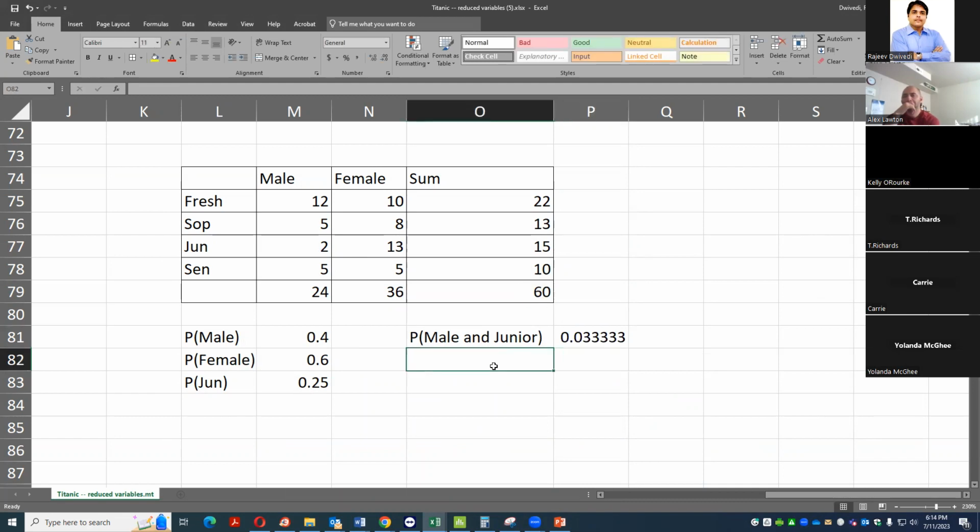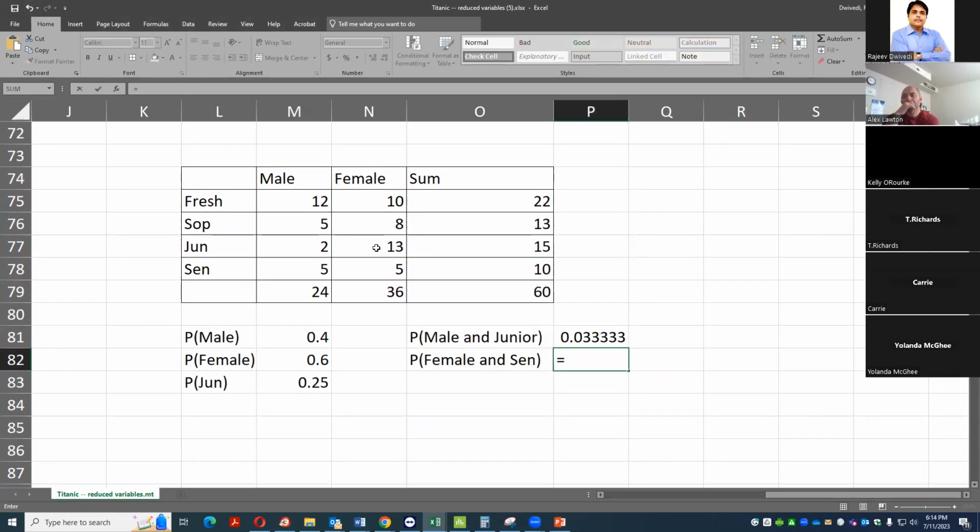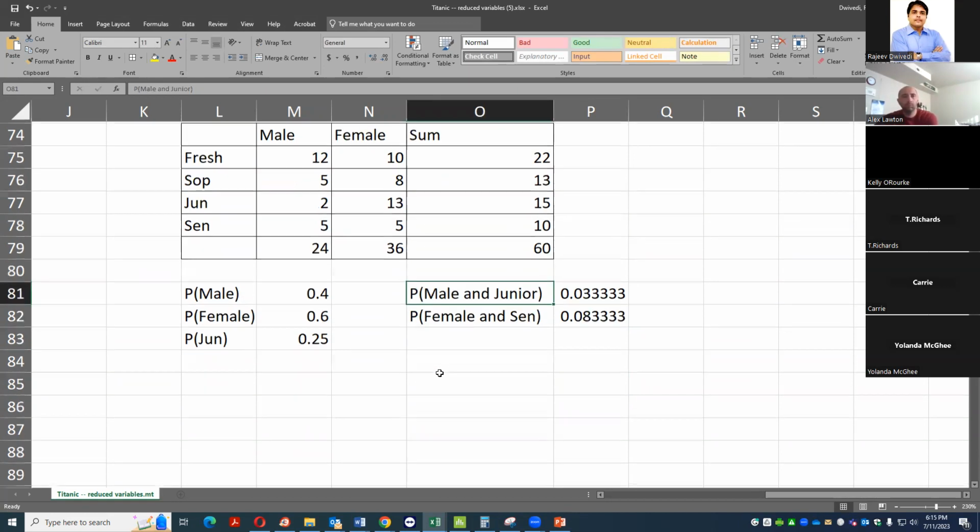Similarly, the probability of female and, let's say, senior. What is the probability? Which is 5 divided by the total. Now you understand, and now we go to OR.